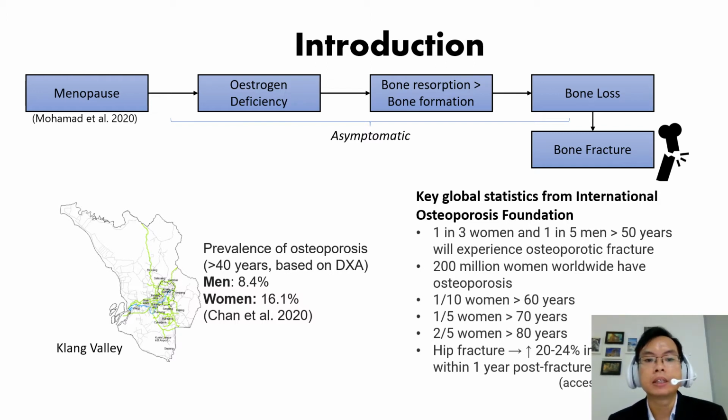In our previous study among residents of Klang Valley aged 40 years old and above, we observed that 60.1% of our female subjects and 8.4% of male subjects were actually osteoporotic. In comparing to some of the key global statistics from IOF, we observed that there is a higher prevalence of osteoporosis among women, and the prevalence of osteoporosis increases with age. Most importantly, hip fracture can cause a 20 to 24% increase in mortality within 1 year post-fracture.